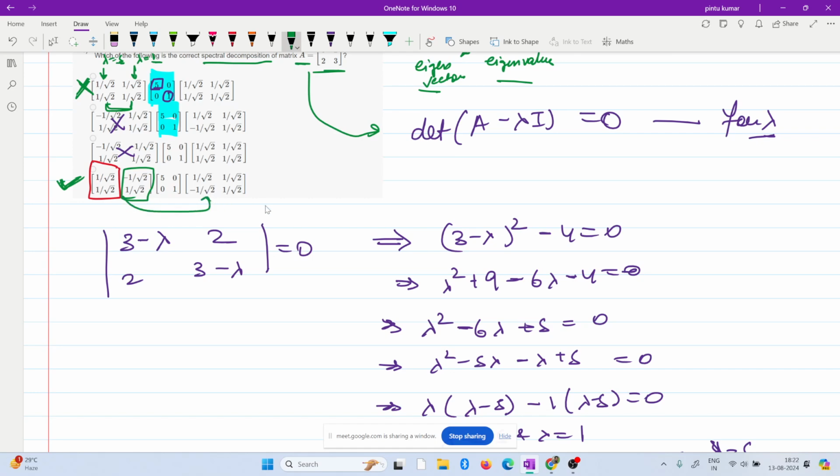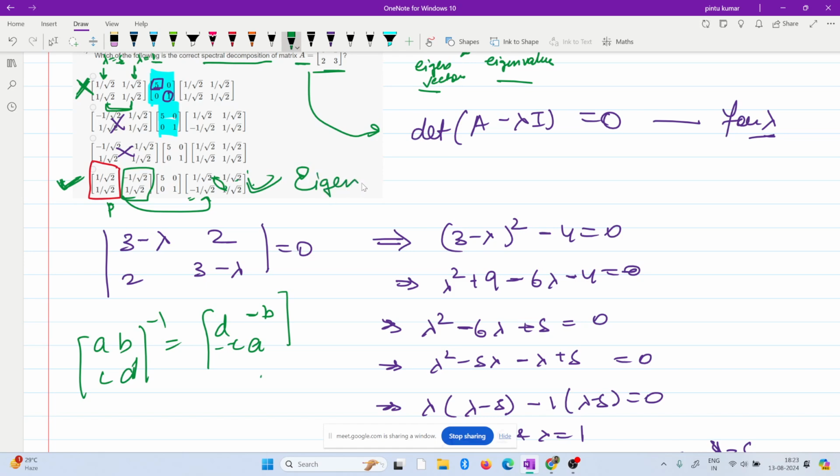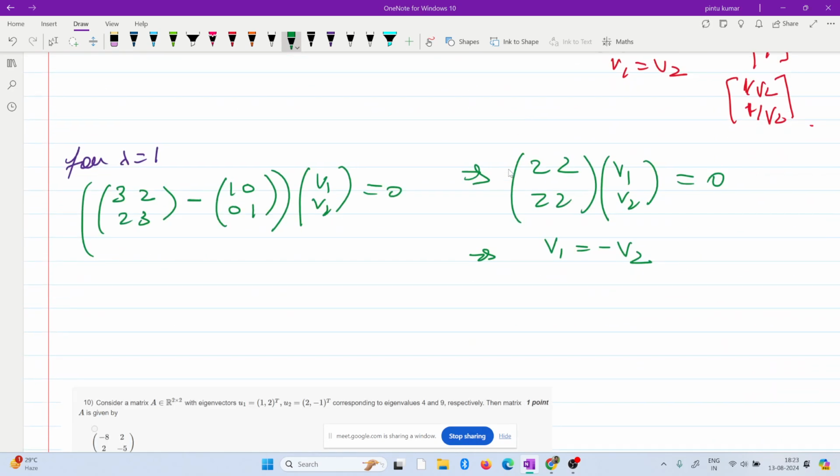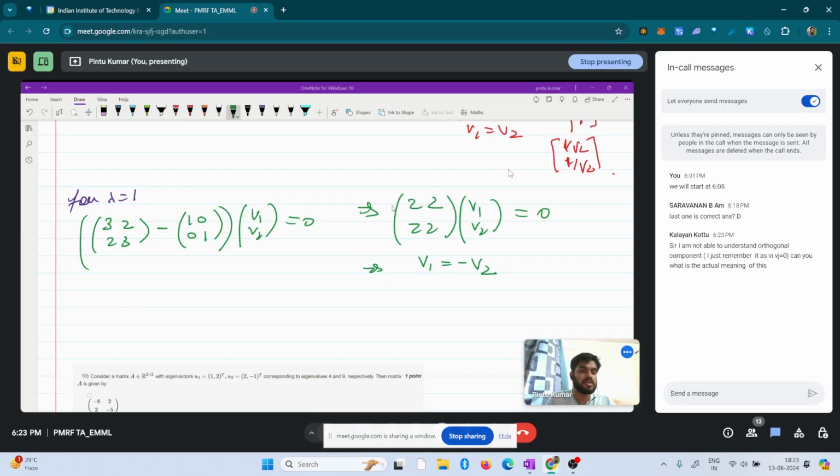And this would be the negative of the inverse of this matrix P. You know, for a 2 cross 2 matrix, if you have A, B, C, D, its inverse is given by D, minus B, minus C, A, something of this sort. So you can see that this is exactly the same. They have swapped these elements because these were the same, and they have multiplied the off diagonal element by minus 1. So this is the inverse of this matrix. So this fourth option is the correct eigen decomposition. Okay. So whoever said the last option is correct is absolutely right. The last option is correct.